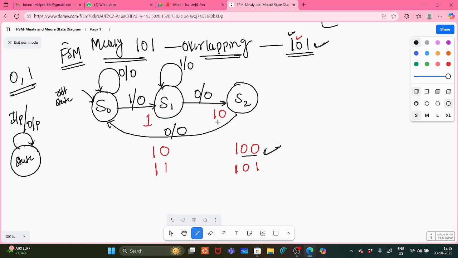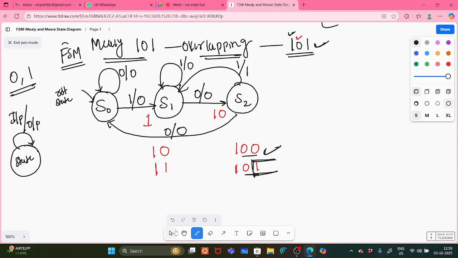Okay, so if it is 101, I need to see for 3 bits, 3 bits not matching, 2 bits 0 1 anywhere matching, not matching. 1, I need to see this 1. Okay, 1, you see 1 is matching. Where it is matching? At S1 it is matching. So that means where it will go? It will go from S2 to S1. Okay, so 1, the last bit becomes the first bit. So that means 1, output is 1. Okay, so this is overlapping sequence.